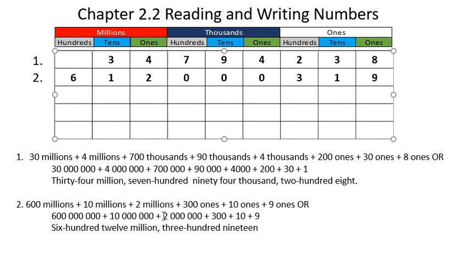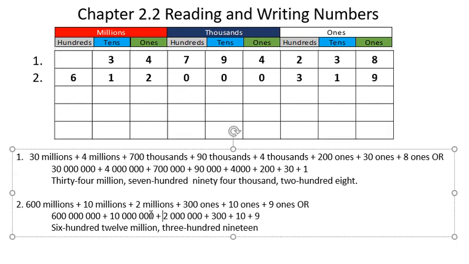It wouldn't be wrong to write the plus 0, plus 0, plus 0, if that helps you hold all of the place values in order. That would be okay. We don't have to include them, no, as they carry a value of 0.